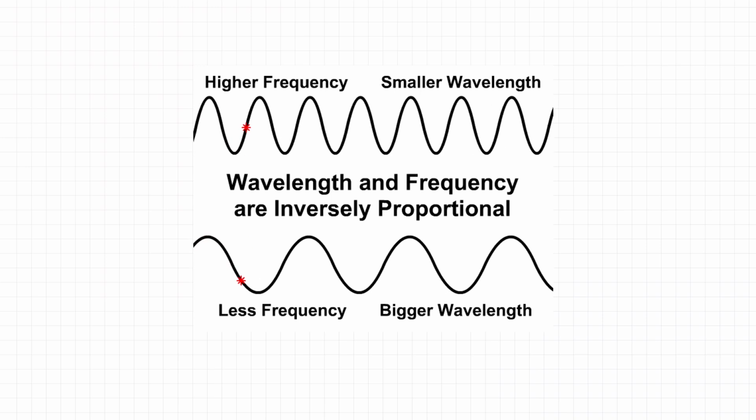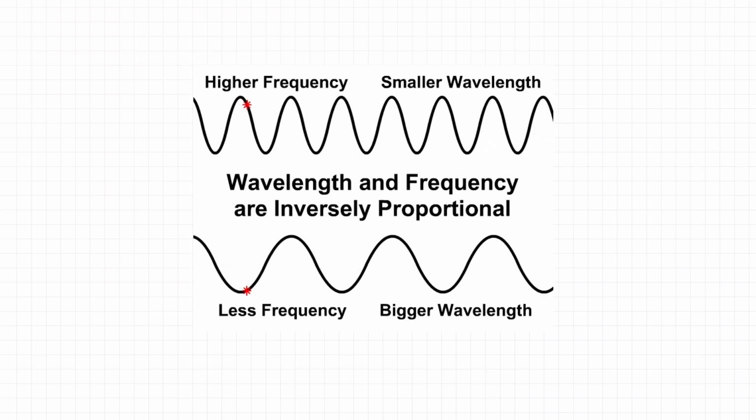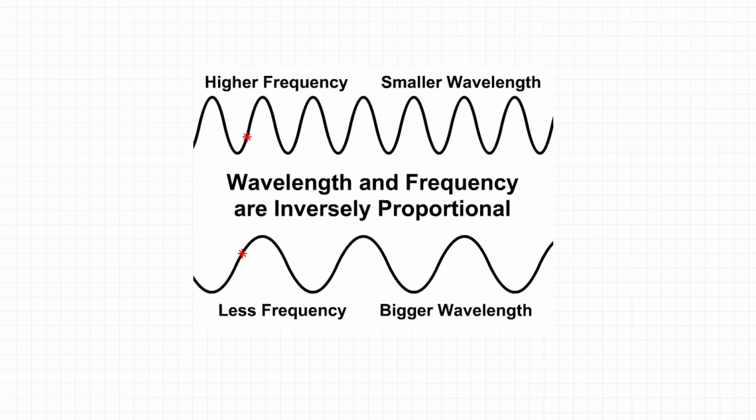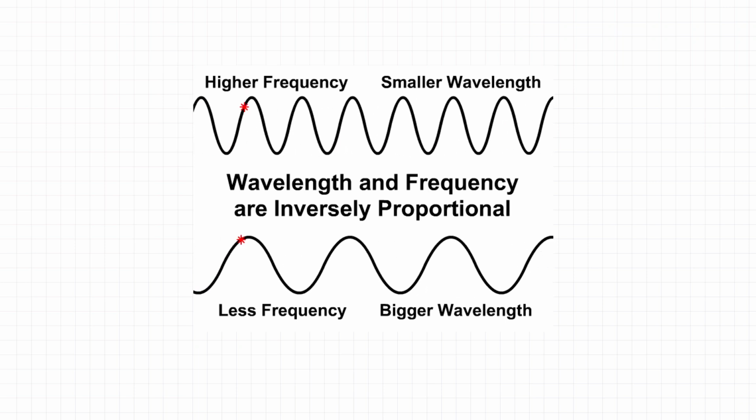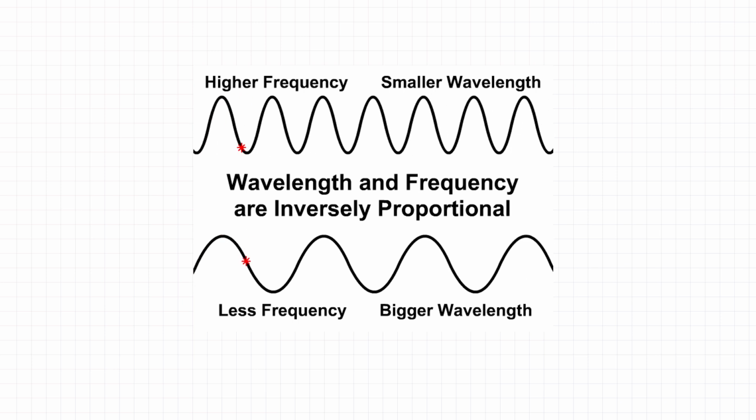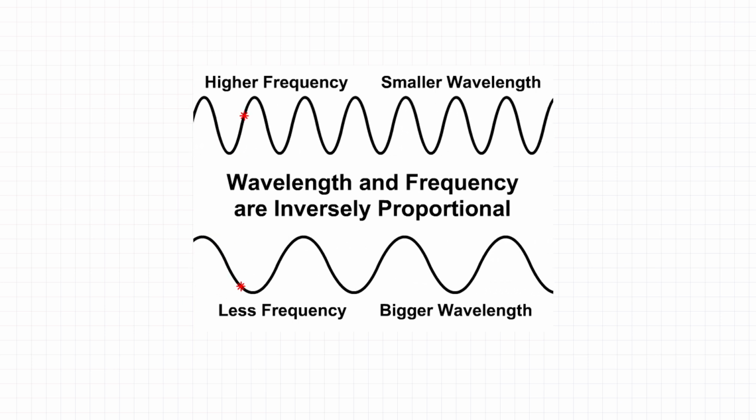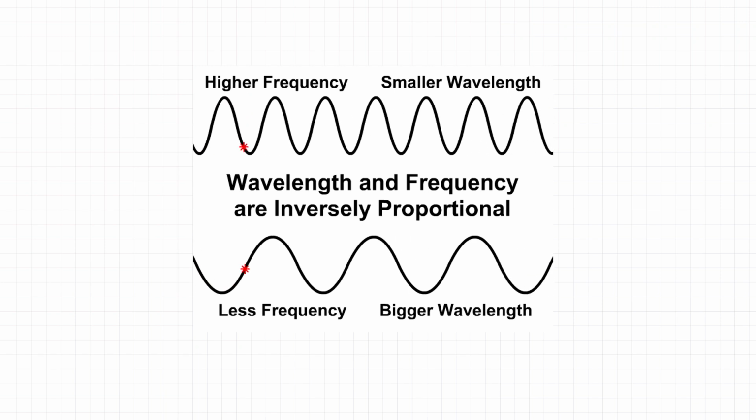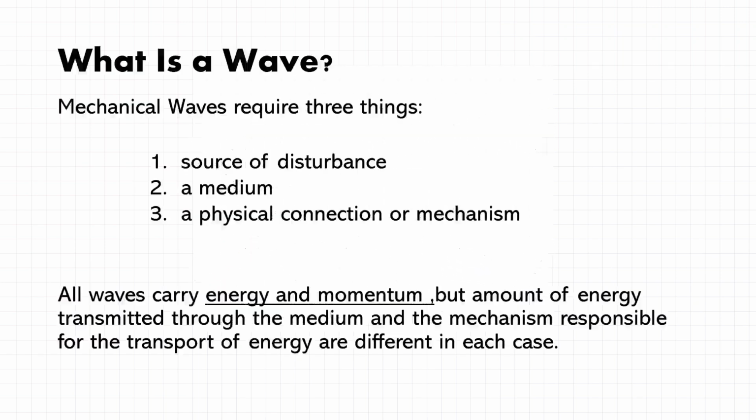So what's interesting is that our wavelength and our frequency are inversely proportional. If these waves are traveling at the same speed, the one that has a higher frequency has a shorter or a smaller wavelength on top, and the one that has a smaller frequency has a longer wavelength to it.